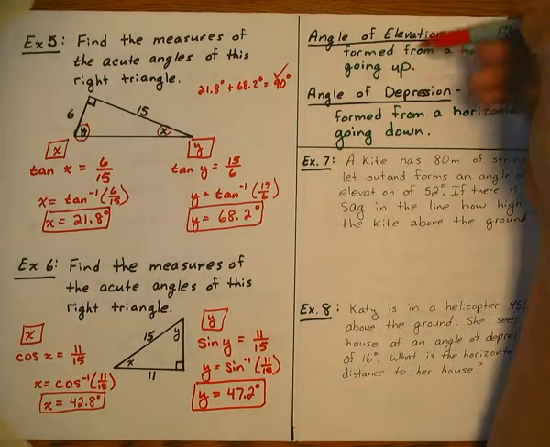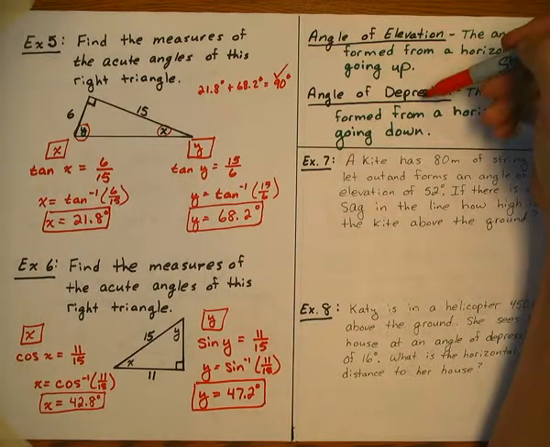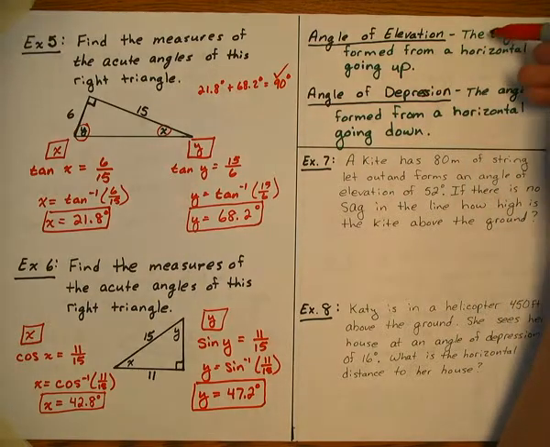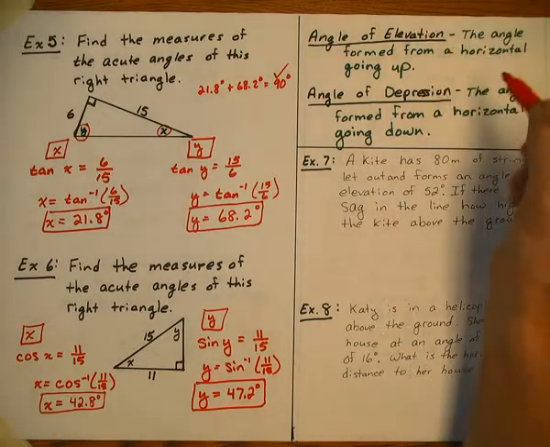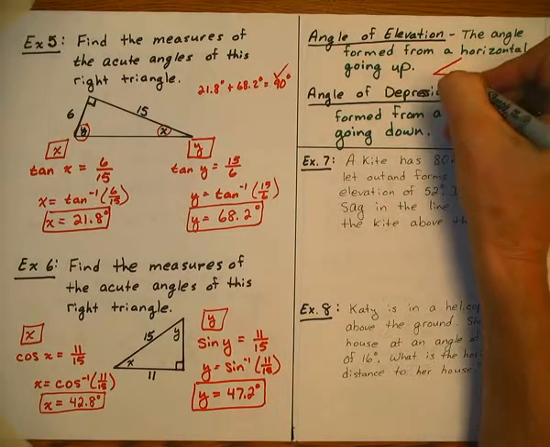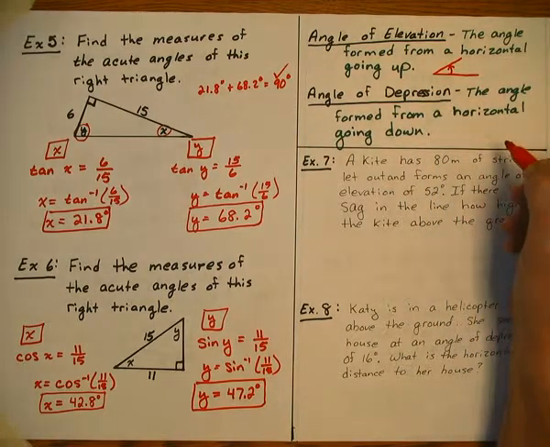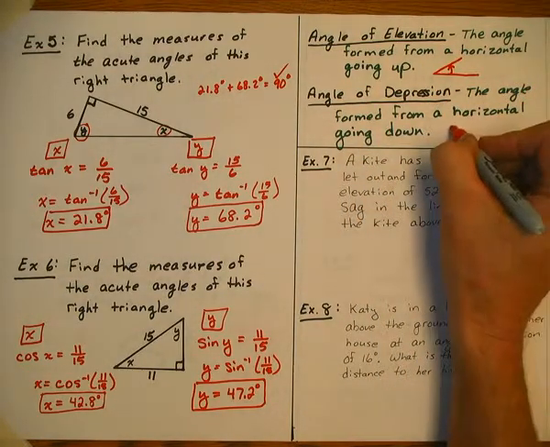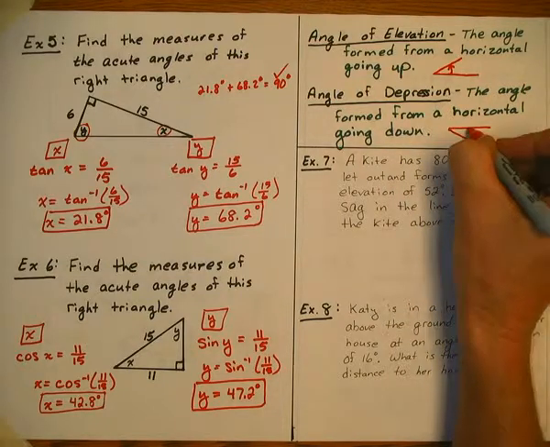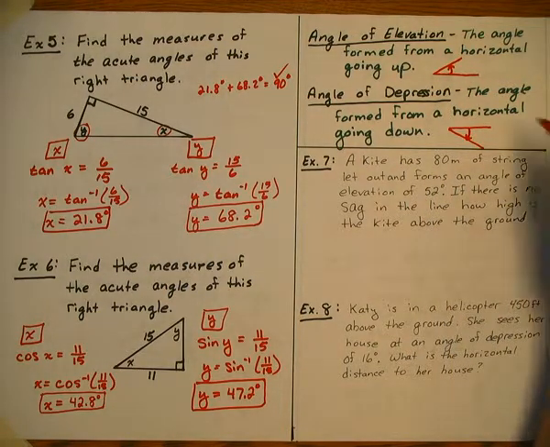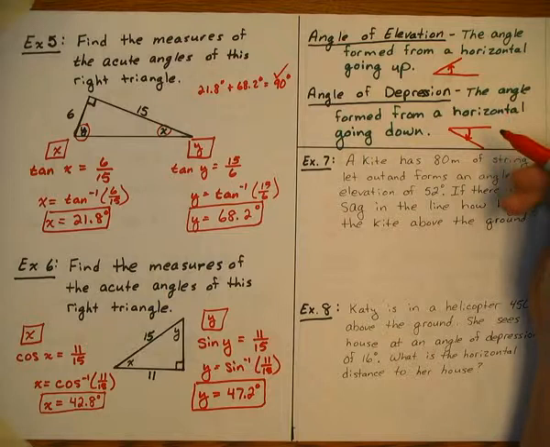Alright, now, there are a couple of phrases here that you used back in geometry as well. Angle of elevation, angle of depression. The angle formed from a horizontal going up, that is called your angle of elevation. So from a horizontal looking up, that angle is considered an angle of elevation. The angle of depression is the angle formed from a horizontal going down. So when you look down at something, that angle is your angle of depression. It's always from a horizontal going up or going down.